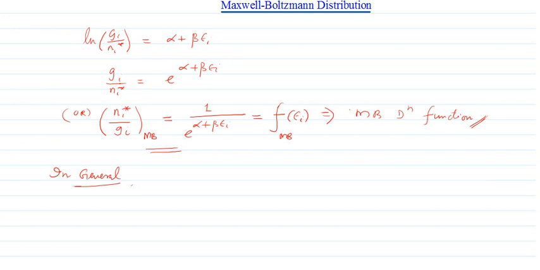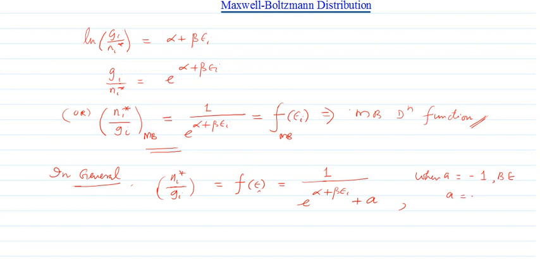In general, we can say ni star by gi, which is notated as f of ei, is equal to 1 divided by e raised to alpha plus beta ei plus a. Where when a is equal to minus 1, we get the Bose-Einstein case. When a is equal to plus 1, we get the Fermi-Dirac case. And when finally a is equal to 0, we get the classical case, which is what?